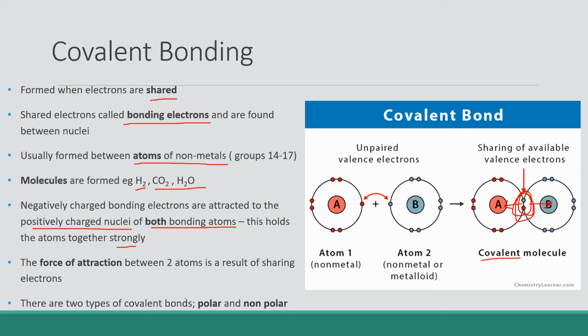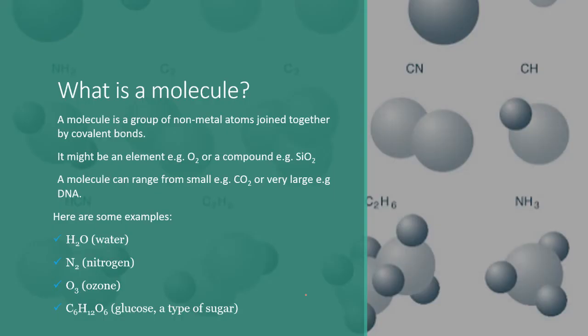Now, there are two types of covalent bonds: polar, where they share electrons unevenly, and non-polar, where the electrons are shared evenly. We're going to come back to that in a later video about polar and non-polar covalent bonding.